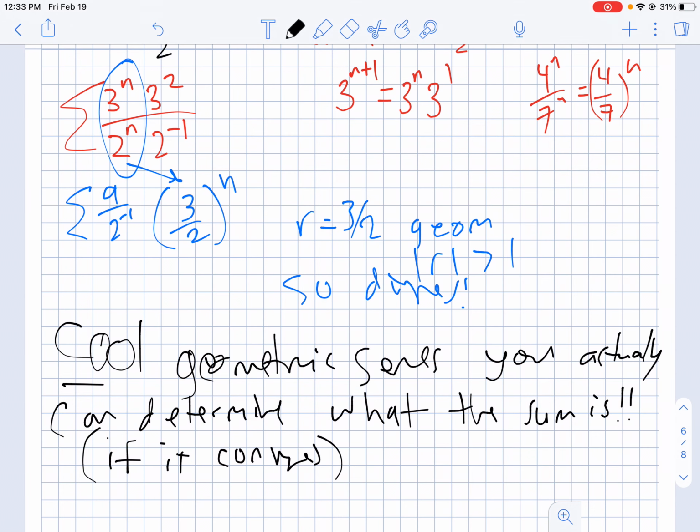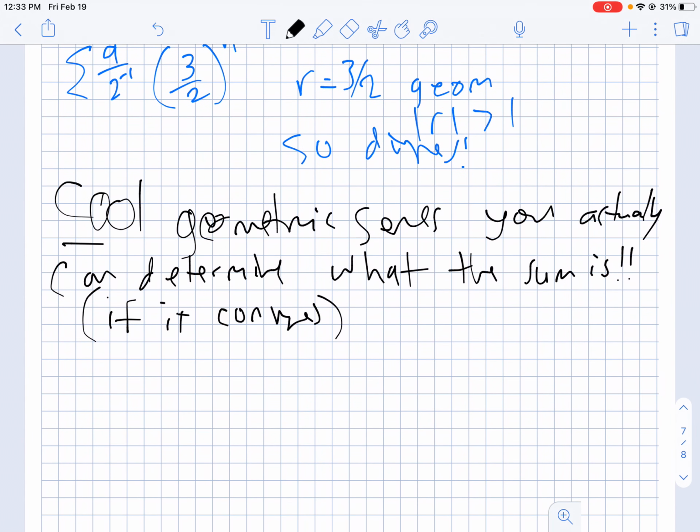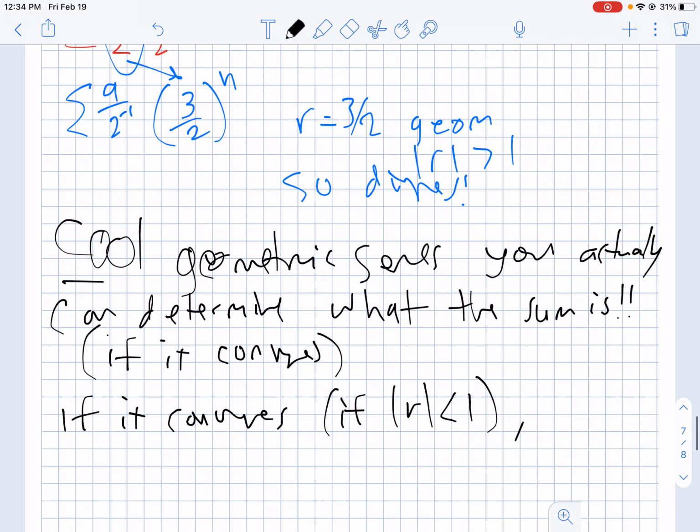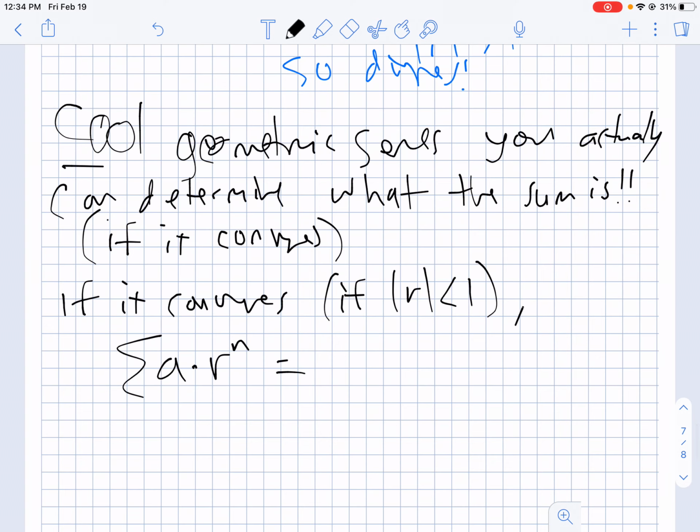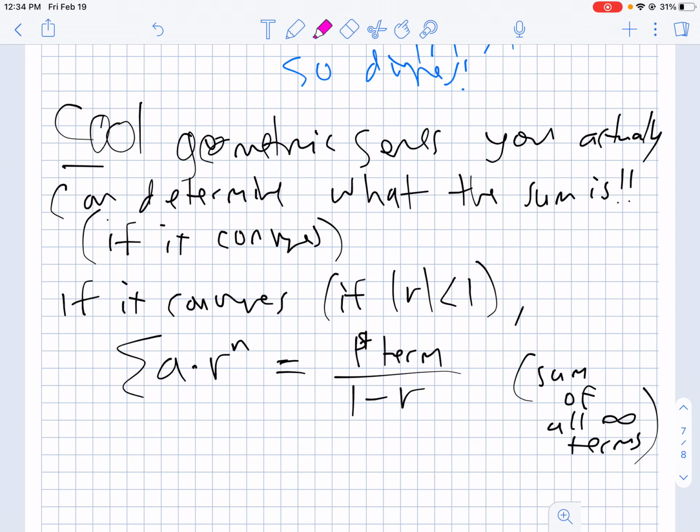Okay, so here is a cool formula. This is something I promise will show up on the AP test. If your series converges, meaning that the absolute value of your r is smaller than 1, then if you take the sum of a times r to the n, it's going to sum up to the first term of the series divided by 1 minus r. And again, this is the sum of all infinite terms. So when you add the infinite terms in the series, you get the first term of the series divided by 1 minus r.